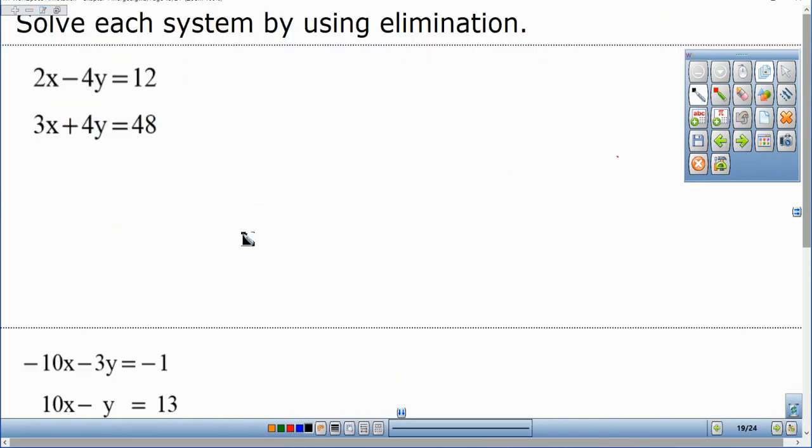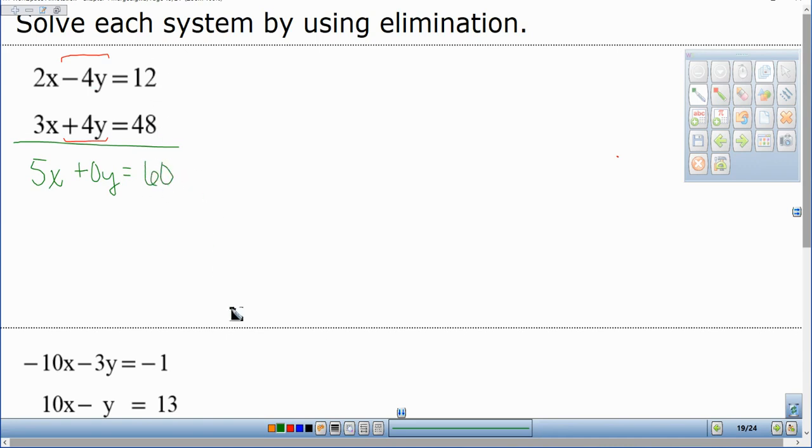Let's see another one. Always look for that additive inverse relationship. If it exists, then these problems are going to be easier, and you can go ahead and get started. We do see that here with the negative 4y and the positive 4y. So I'm going to add downward. Add downward, you get 5x. Add downward, you get 0y. And add downward, and you get 60. So our new equation is 5x equals 60. If we divide by 5, you'll find that x equals 12.